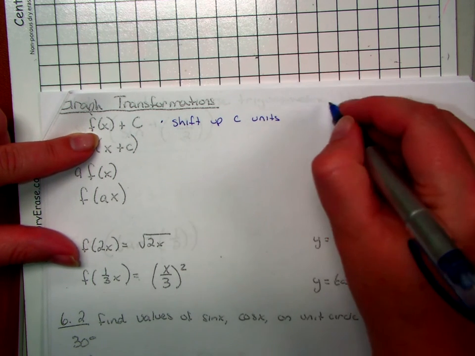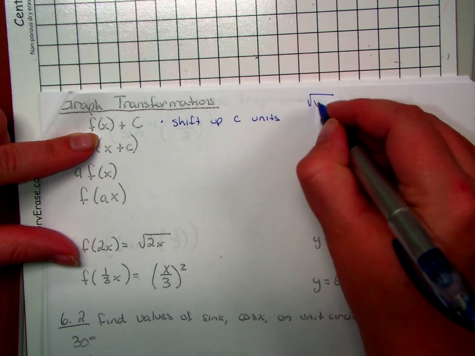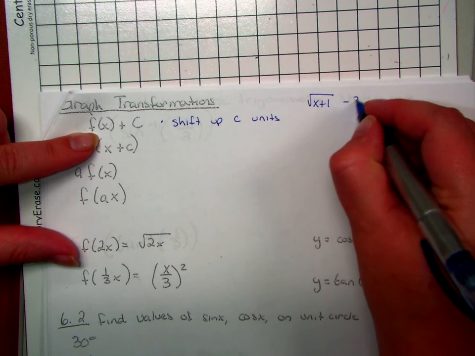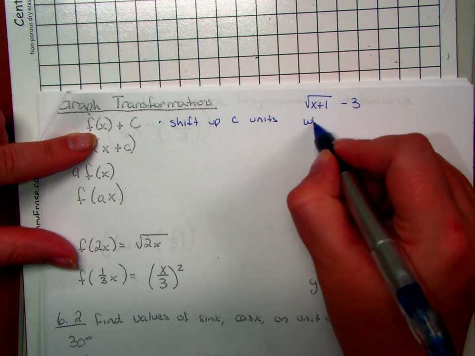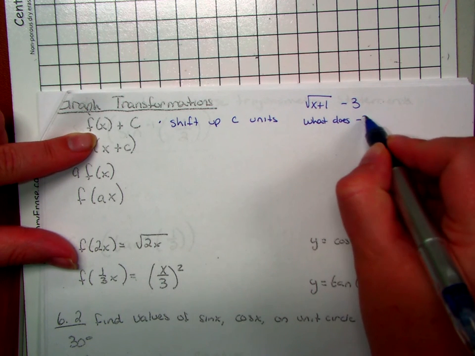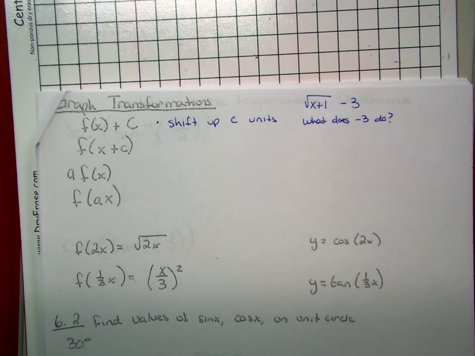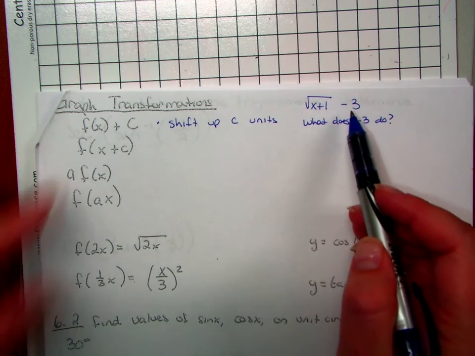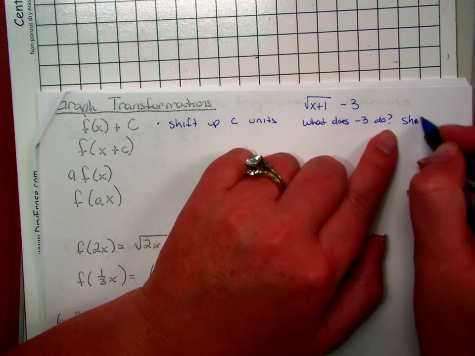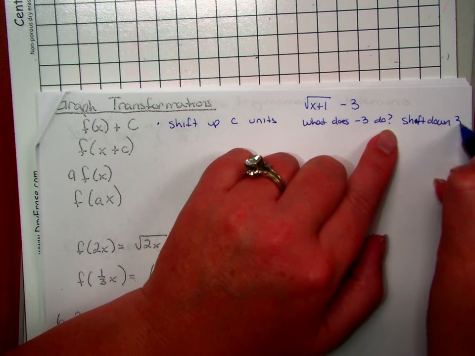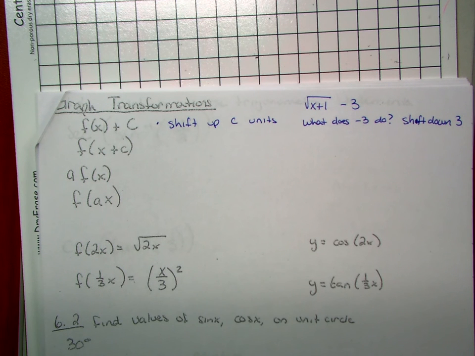Let's say, for example, I had the square root of x plus 1 minus 3, and I said, what does the negative 3 do? Does it shift it up? Does it shift it down? Does it shift it right? Does it shift it left? I want you to make sure that you know. The negative 3 is on the outside, so this will indeed shift it down. Shift down 3. Transformation, direction, and units.